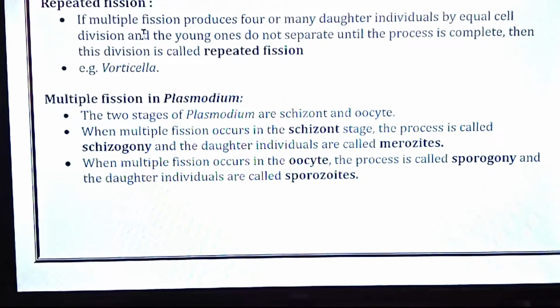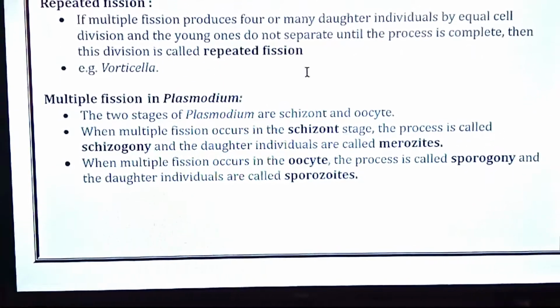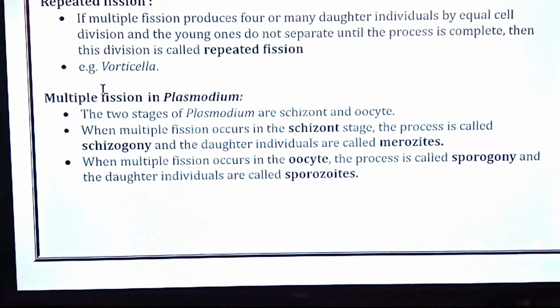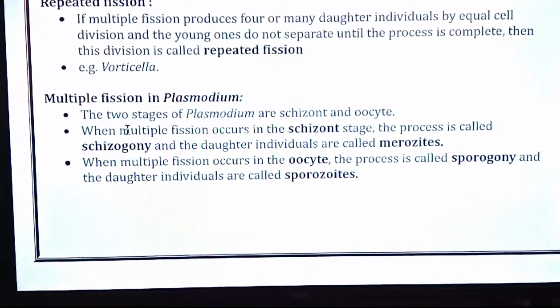So they will be dividing 1 to 2, 2 to 4, 4 to 8, like that they will be repeatedly dividing, and so it is repeated fission seen in Vorticella. Then in multiple fission in Plasmodium, how does this happen?